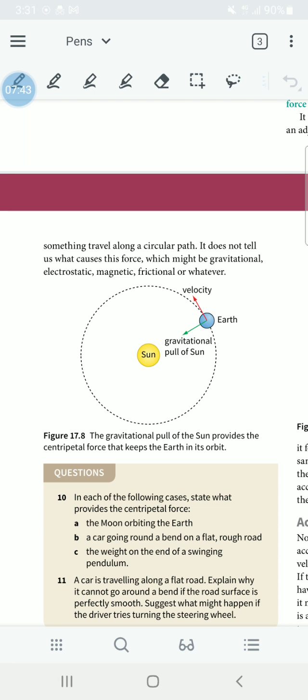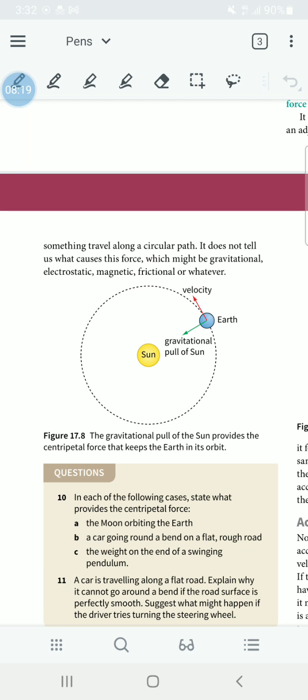If you look at the earth and the sun, it is the gravitational field strength. If it is the electrons and the nucleus, that is electrostatic attraction. In the example we took of the bung being rotated, it is the tension in the string. If a car is taking a bend, it is the friction between the tire and the ground. So you have to understand which specific force is providing the centripetal force.